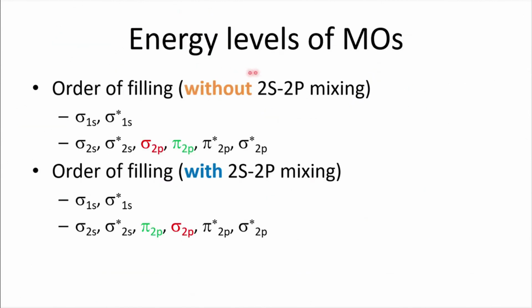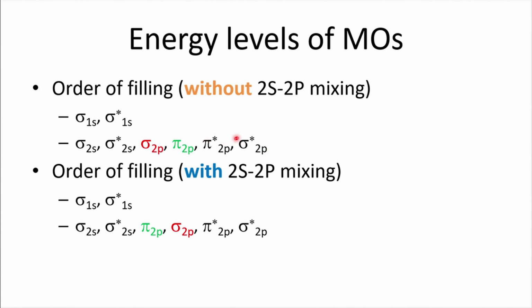When we look at the energy levels of the molecular orbitals, the order of filling without 2s 2p mixing is as follows. The lowest one is the sigma bonding 1s orbital, followed by sigma star 1s, the antibonding orbital. Then comes the sigma 2s orbital, sigma star 2s orbital, and the next one is the sigma 2p orbital, then pi 2p orbital, pi star 2p antibonding orbital, and sigma star 2p antibonding orbital.